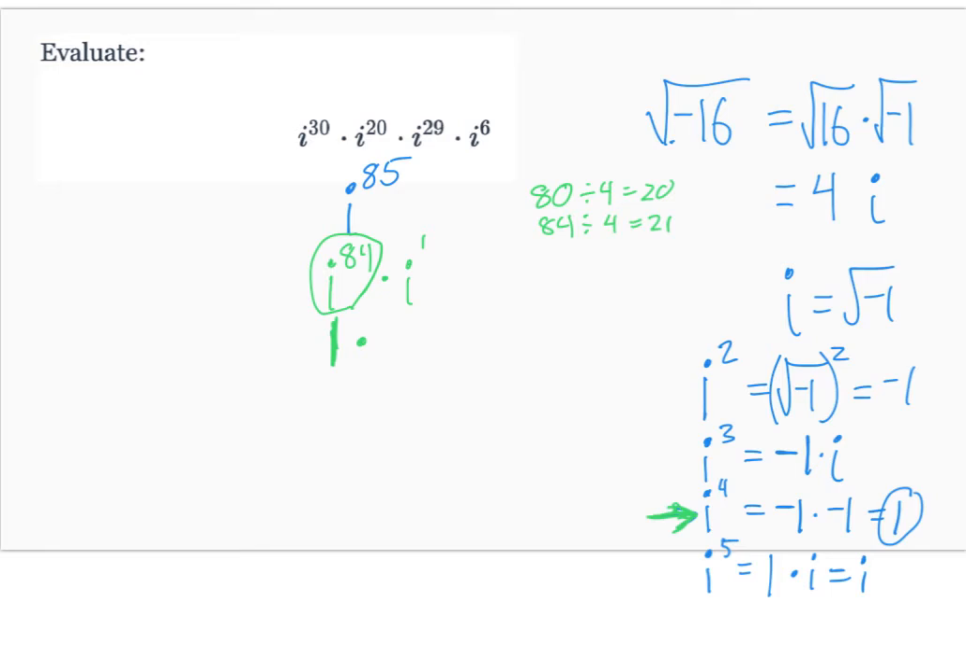Every 4 powers of i, we end up canceling everything out and going back to 1. i to the 1 is just i. Our answer to this problem is just i itself, which seems really weird given how large that power was.